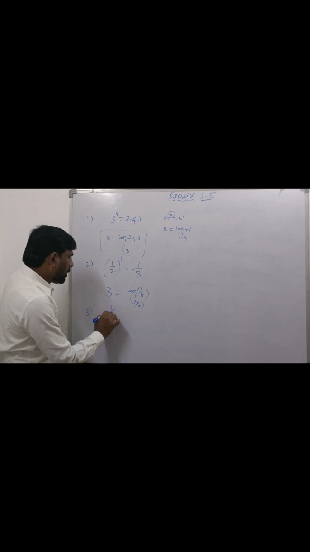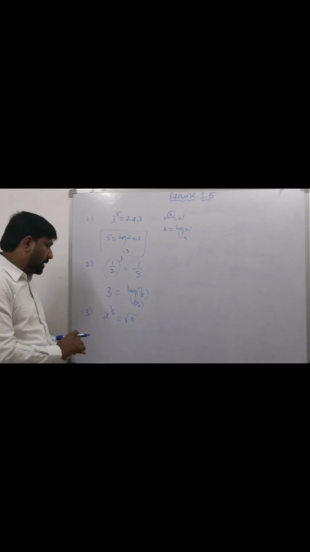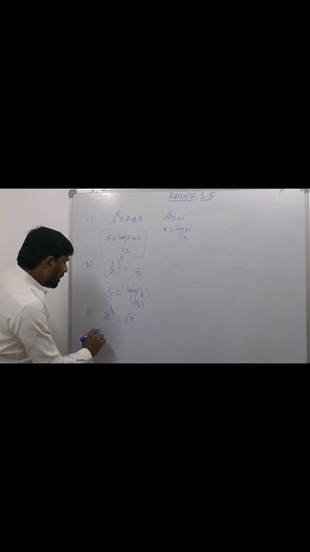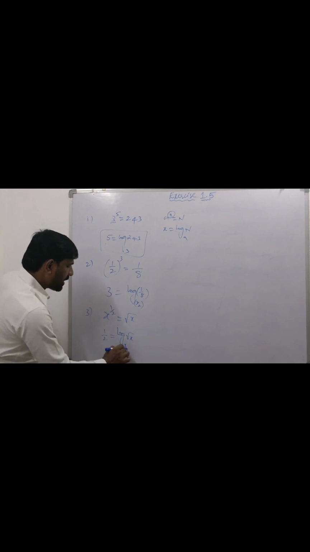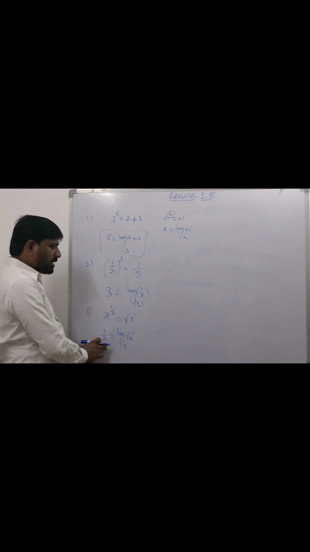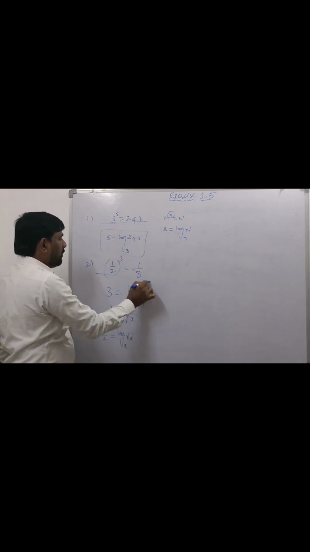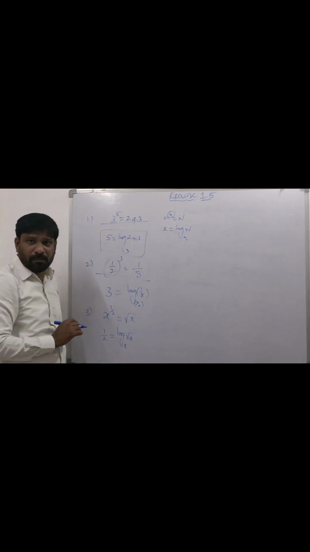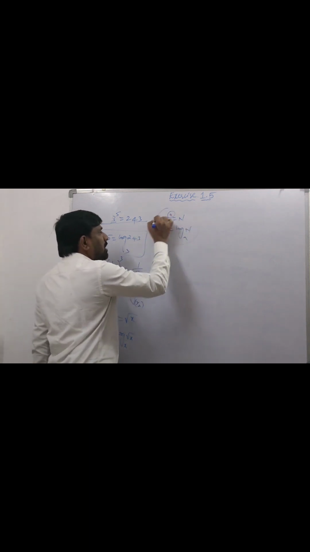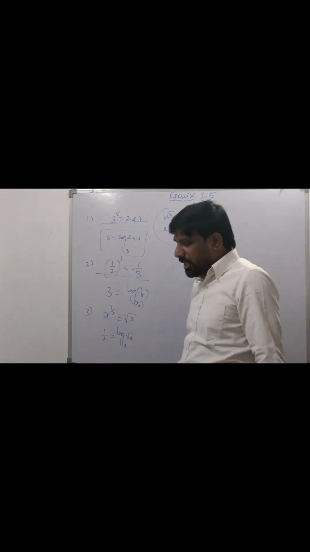Let us say one more example. X to the power 1 by 2 is equal to root x. Now what is the logarithmic form? The logarithmic form of this is 1 by 2 is equal to logarithm of the right hand side, root x, to the base x. Clear? This is the exponential form, this is the logarithmic form. In all these three cases, the exponential form is given and we have written its logarithmic form. Clear? Suppose a logarithmic form is given, then how do we write its exponential form?